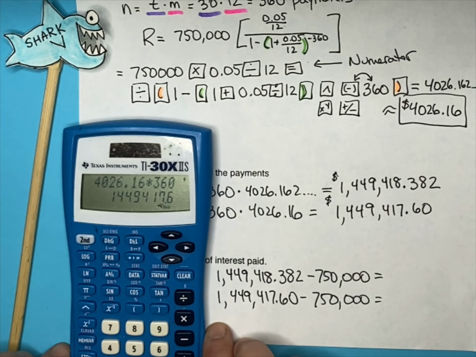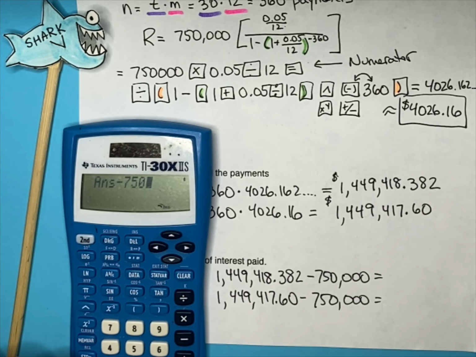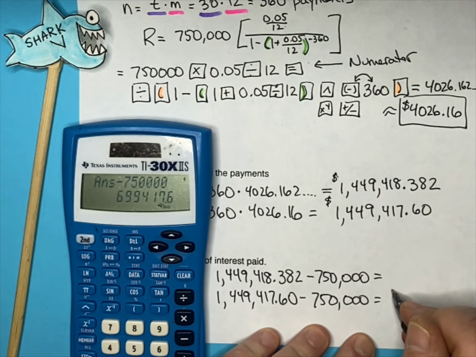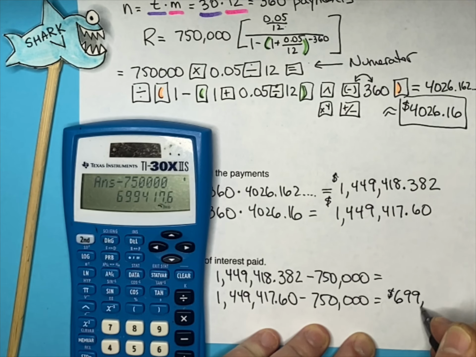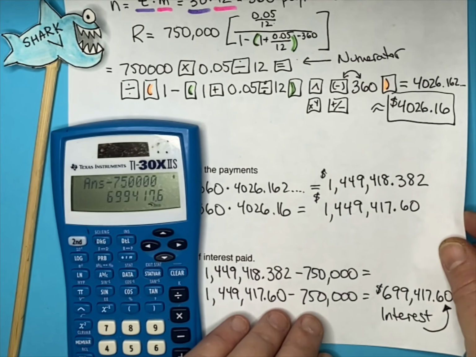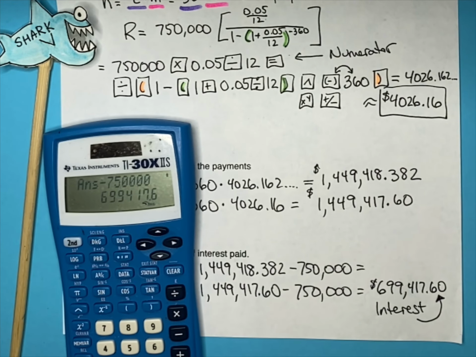So I'm going to go ahead and do the second one first. Minus $750,000. So you're actually paying almost $700,000 in interest. So this is why banks, oops, you can't quite see it, sorry about that. This is why banks like giving out mortgages. If they can find someone who will consistently pay them over the life of this loan, they're going to make $699,000 in interest off this one loan. So it basically almost doubles their money.